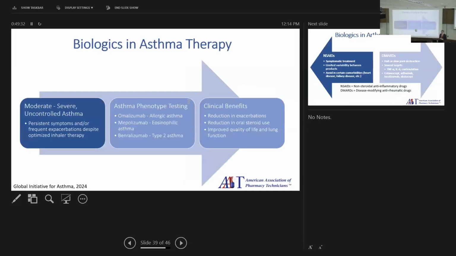And then biologics and asthma therapy. So the mainstays of therapy in asthma and COPD are, of course, inhaled therapies. But what about these patients that are optimized on maximally dosed inhalers and they're still having symptoms? Well, we can do phenotype testing for patients with asthma to see do they potentially have allergic asthma, eosinophilic asthma, or type 2 asthma, and then target it more specifically with medications that target those mechanisms of inflammation. And these have been shown to reduce exacerbations and symptoms for patients that have these types of asthma.